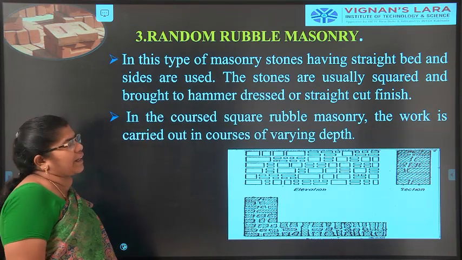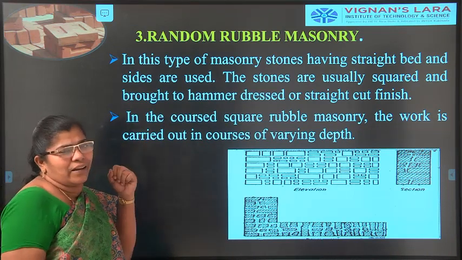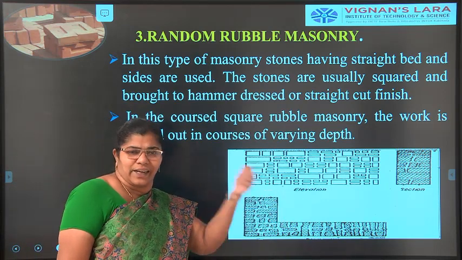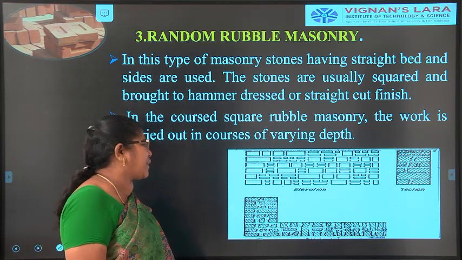The third one is random. Random means not selecting in particular. Randomly we can take and use this material.